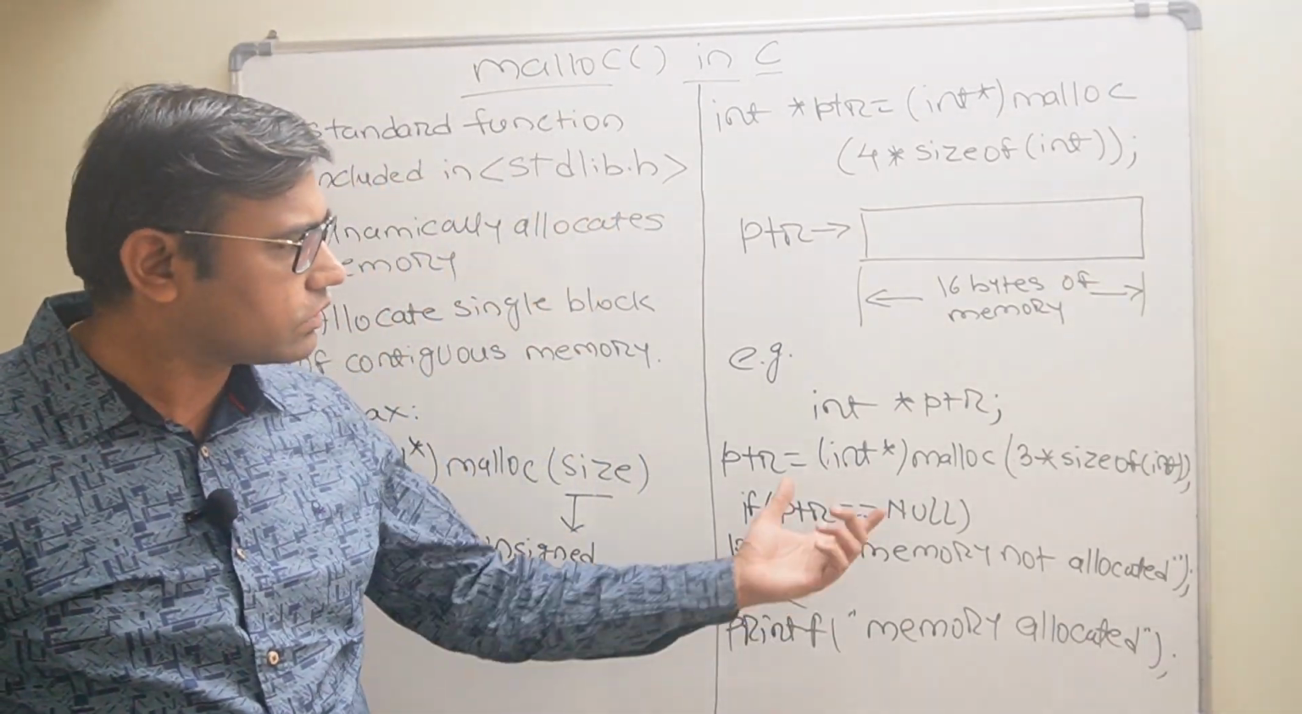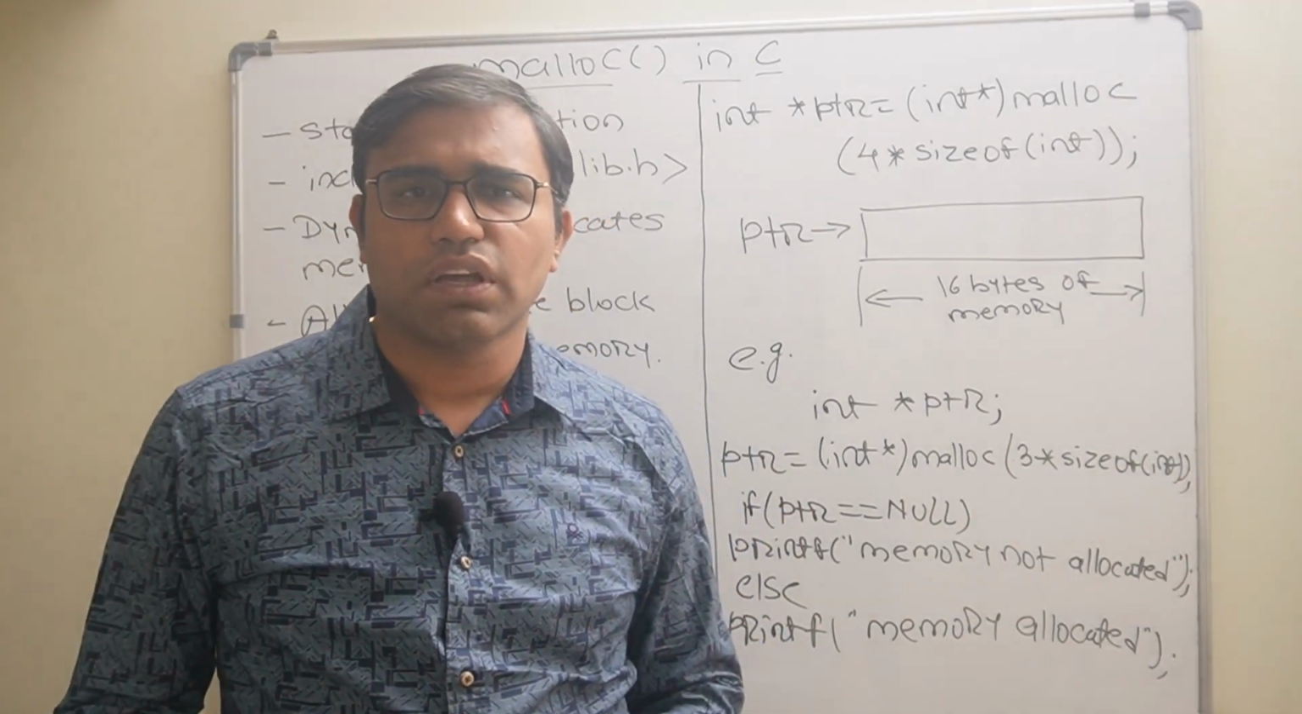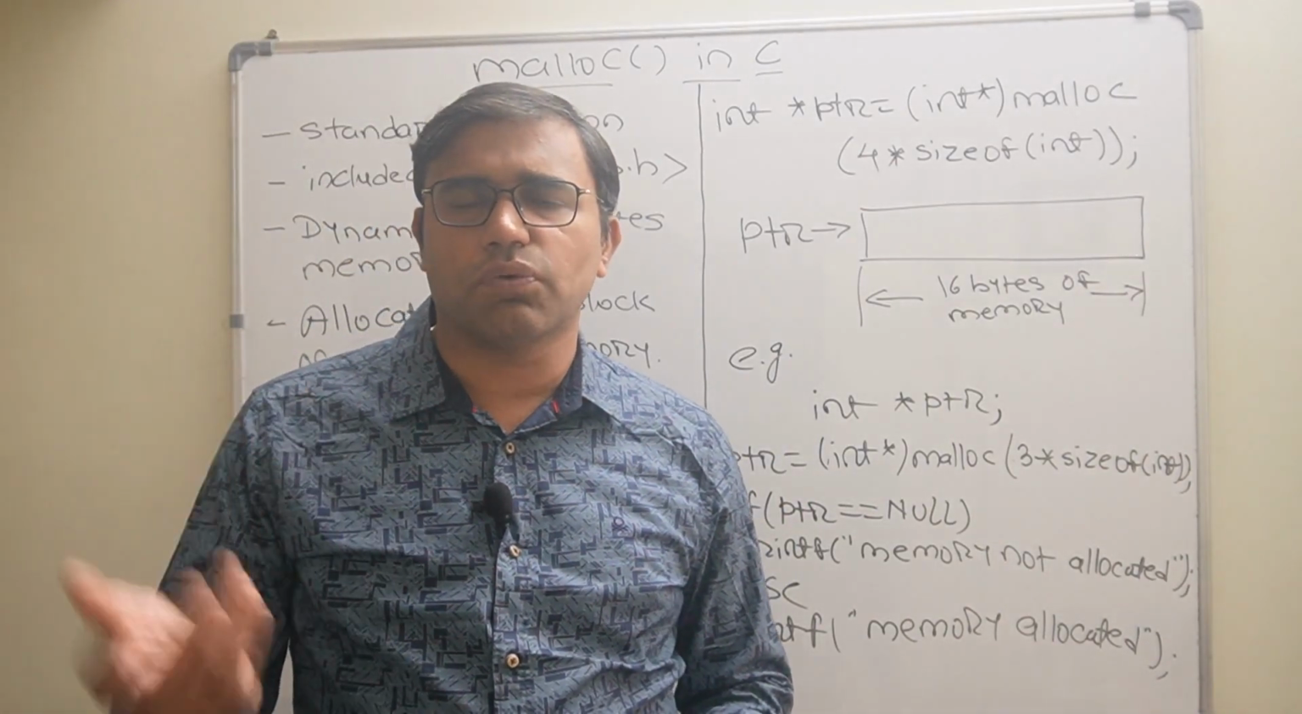The memory is dynamically allocated always in the heap, and malloc doesn't know what it is pointing to.